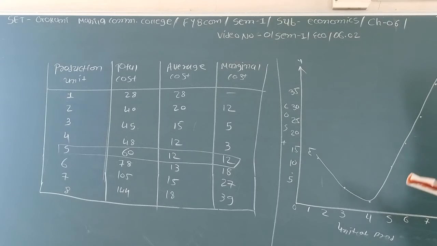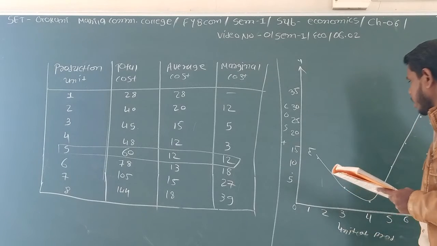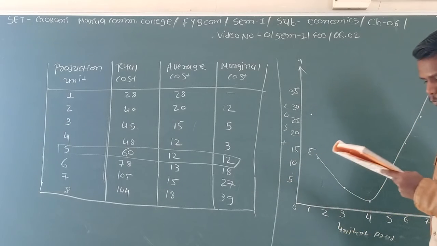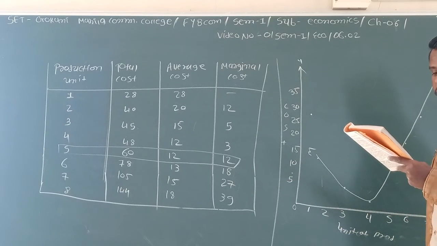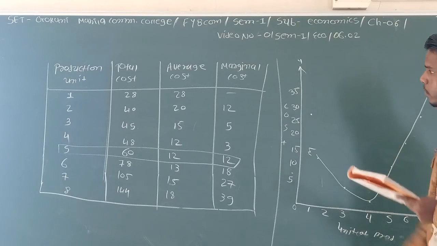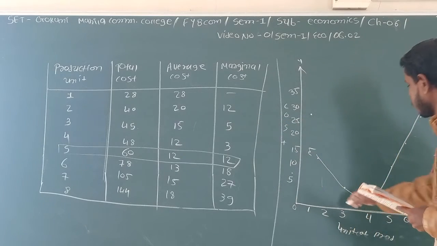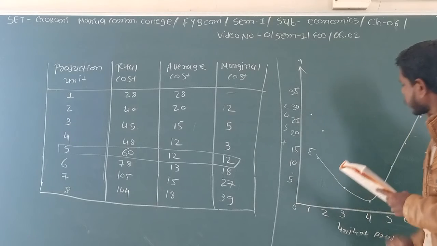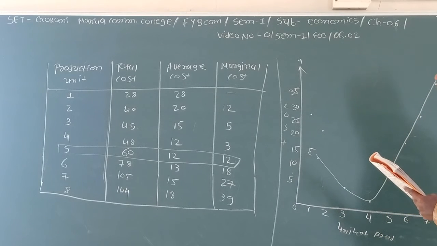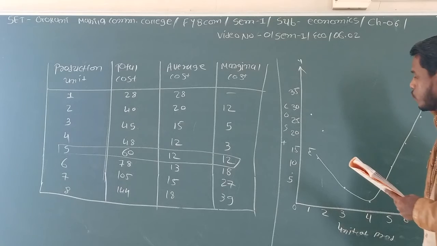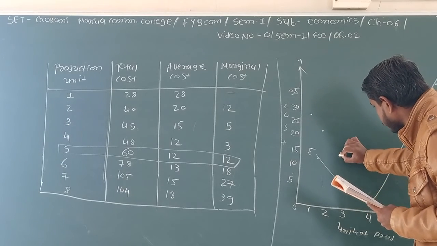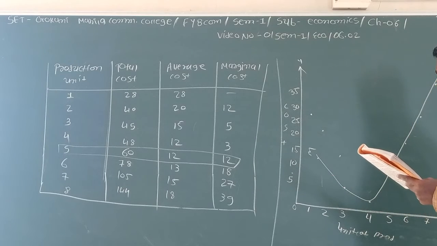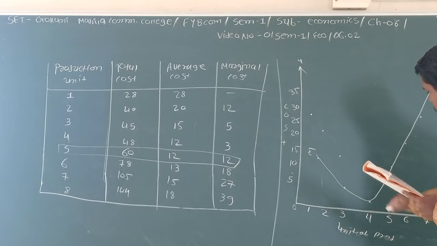Now average cost on the first unit it is 28. So 28. On the second point it is ₹20. So ₹20 is here. So it is 15. Third, it is 15. On the fourth, it is 12.